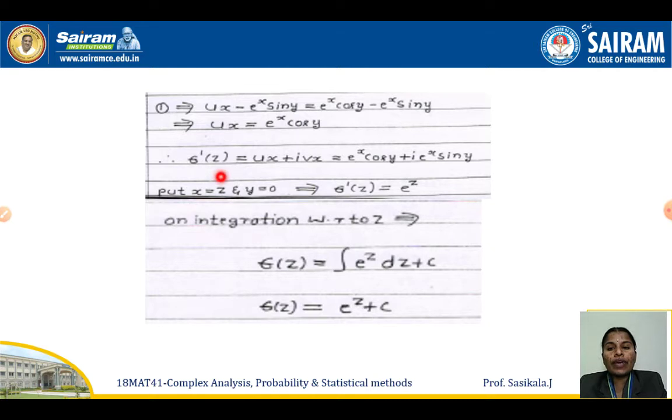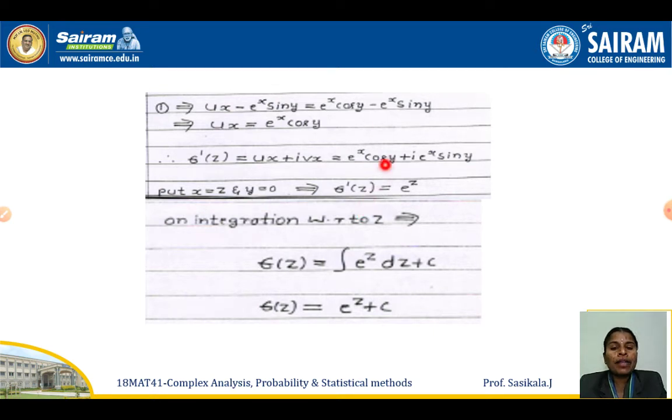Now I should find my f dash, which is ux plus i vx. You can substitute ux, which we have done already: e power x cos y plus i into vx, which is e power x sin y. By replacing x equal to z and y equal to 0, I will get my f dash.